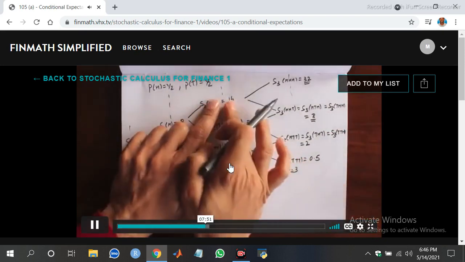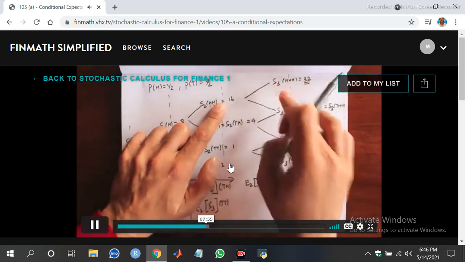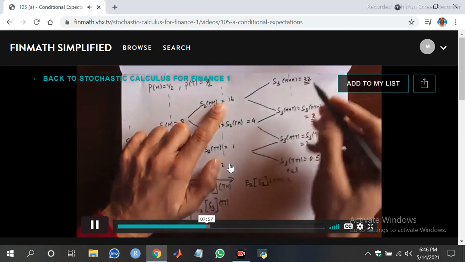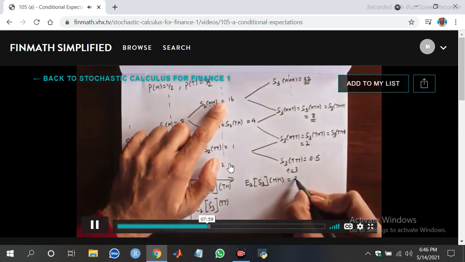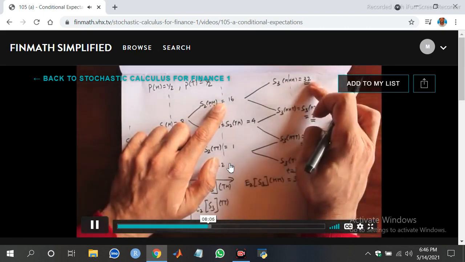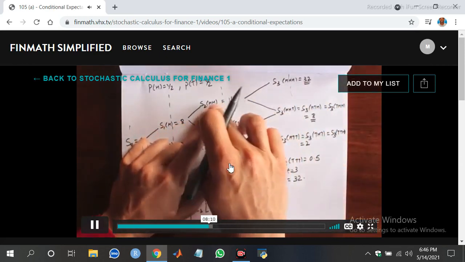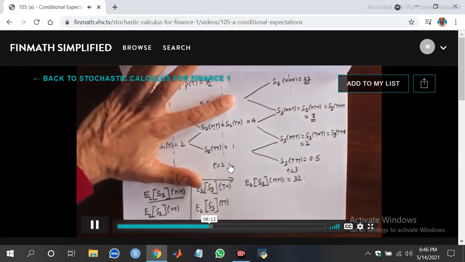So if we are standing here at head and we wanted to get the expected value of S3, it would be the value of S3, which is 32, times what is the probability of getting a 32? It's half, right? Because we already know what the first 2 outcomes were, so we were already here.